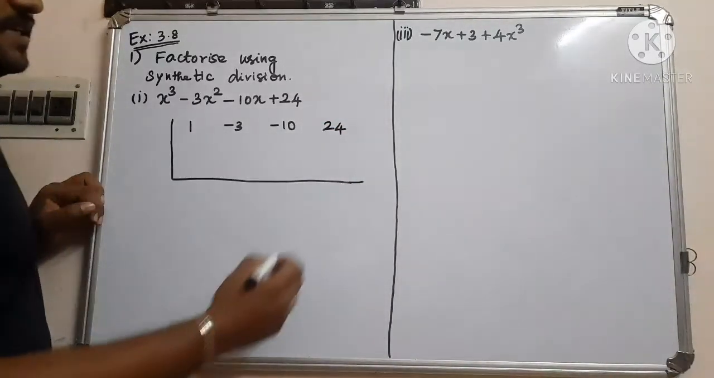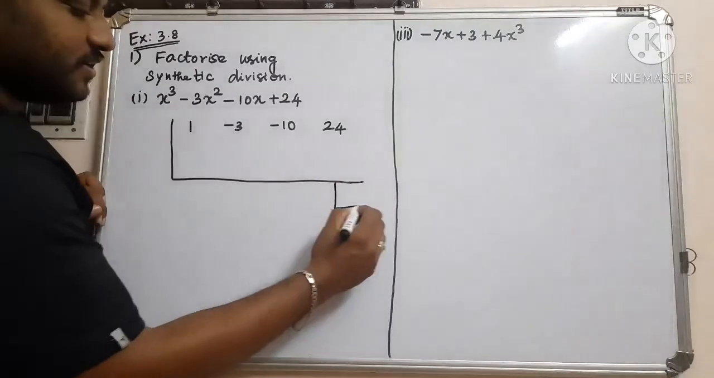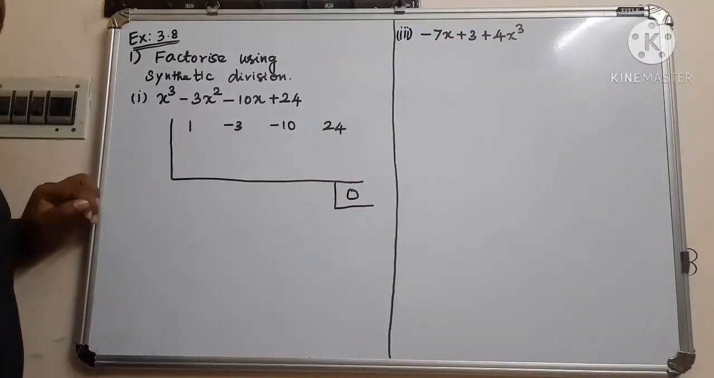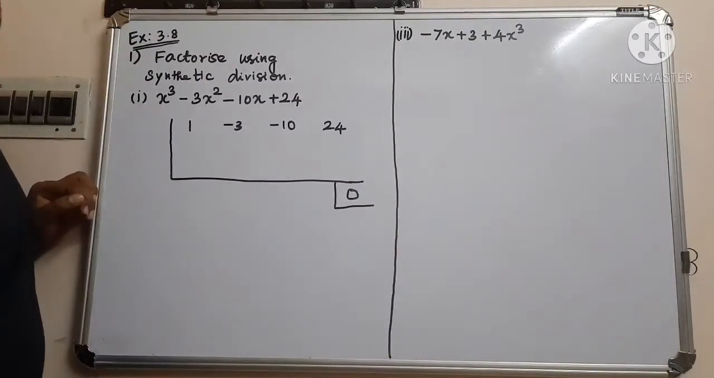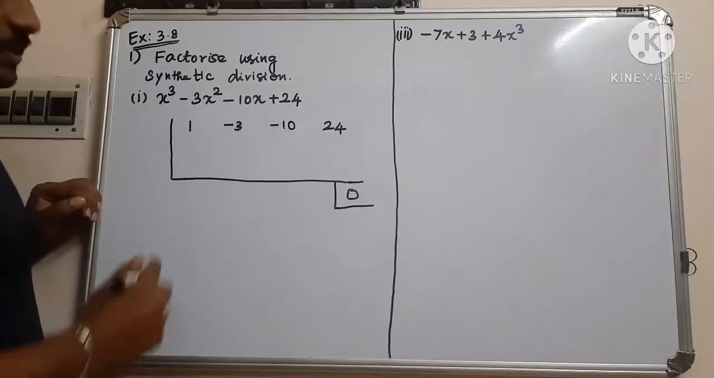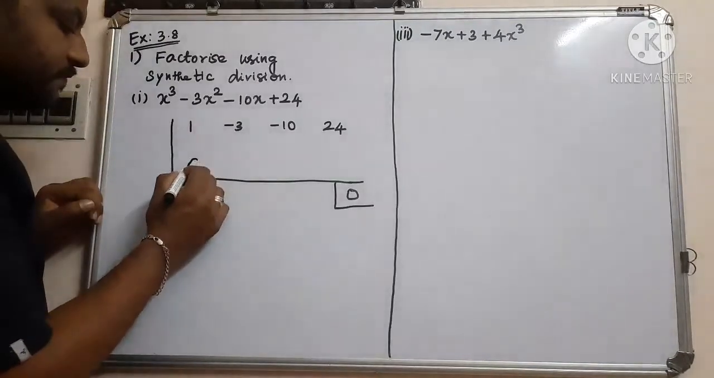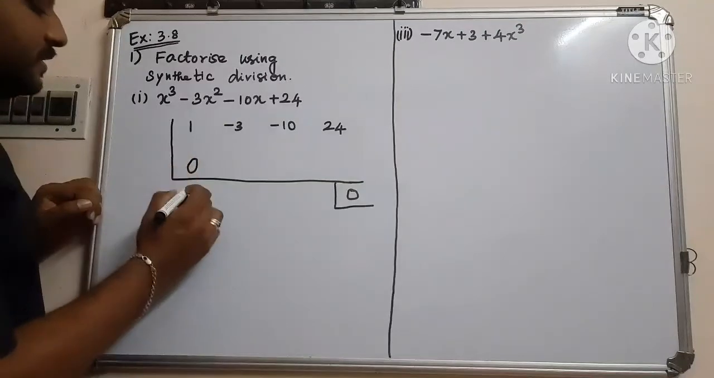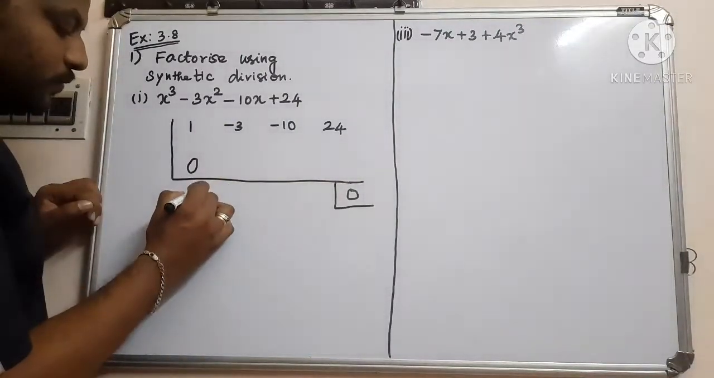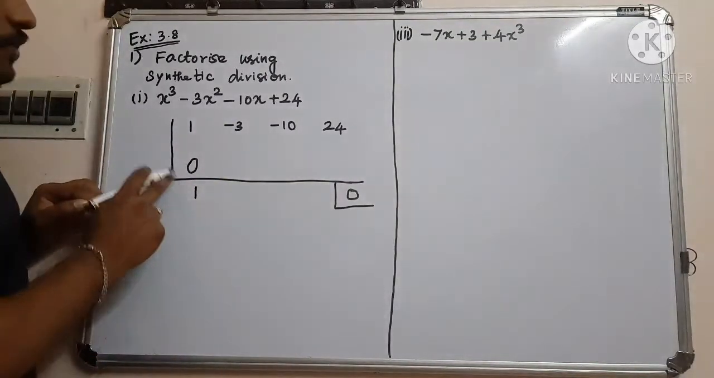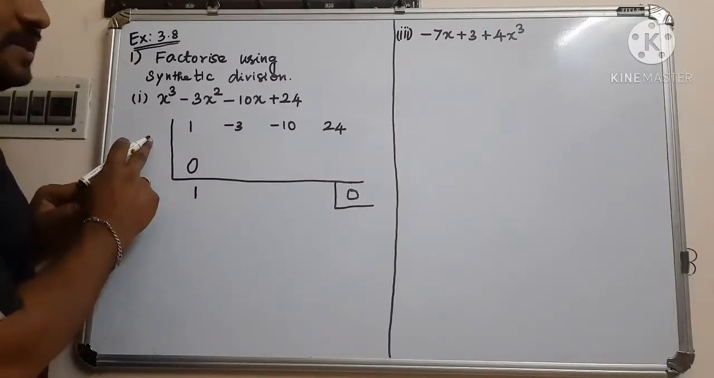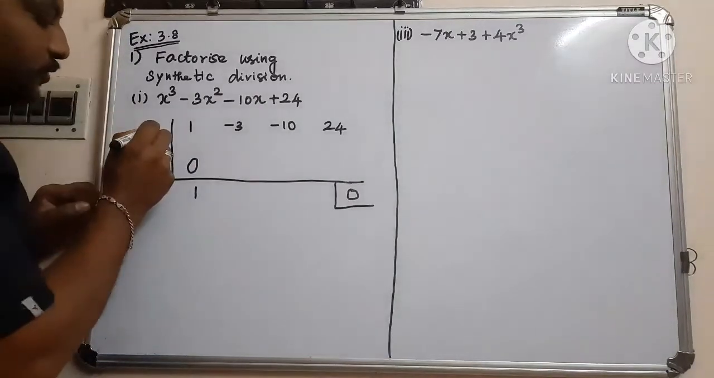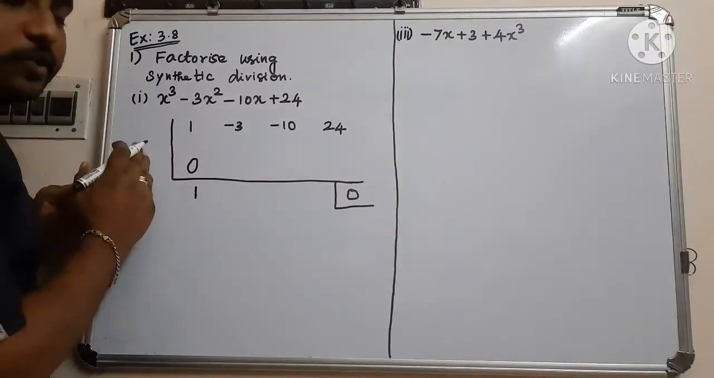In this synthetic division for factorization, the last remainder value must be equal to 0. And then the first term comes down, and we add these two values, 1 plus 1, 0, 1. Here you have to use a pencil because the value may be different. You have to take the values 1, 2, 3 only.